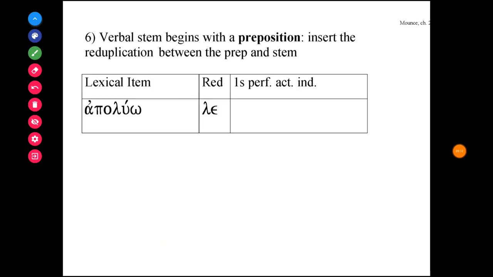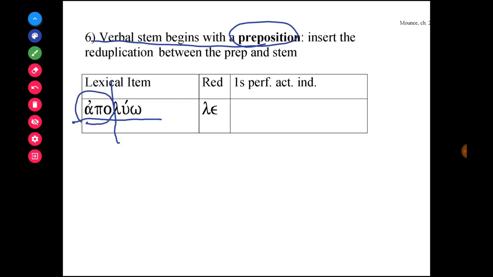And lastly, what if the verbal stem begins with a preposition or it's a compound verb? We kind of had an example of that with epiorkeo, which is I swear. But here's another example, apoluo. So you know luo is I loose, I destroy. Apoluo is I set free, I completely destroy. So it's just luo but on steroids. It's a stronger verb.